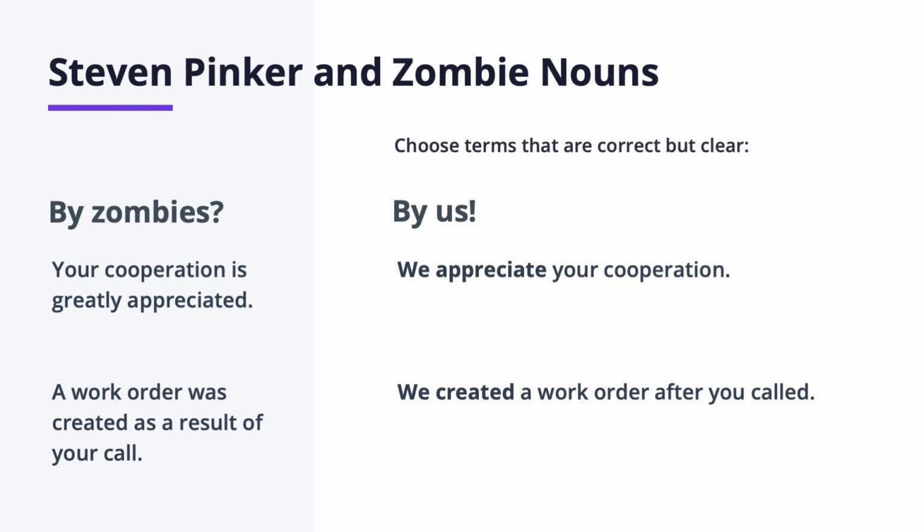We appreciate your cooperation, especially if you're assigning a name to it or you're on a web page and I know who we are. We created a work order after you called. That's a really nice, direct, active sentence. You called us and we did something about it. So you can see how that's much more conversational and direct than a work order was created as a result of your call.